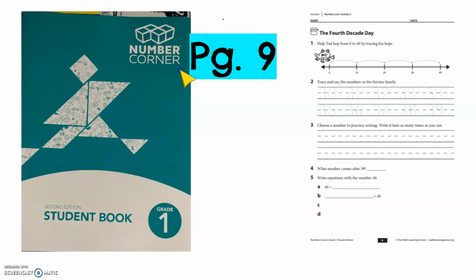You are going to open that book, once you do have it, to page 9. If you need to pause the video while you go grab the book, please do that. All right, now that you have your book, we are going to follow the information that is on the page. It asks us to help Tad hop from 0 to 40 to trace his steps. So we're going to take our pencils and hop 10, 20, 30, 40.